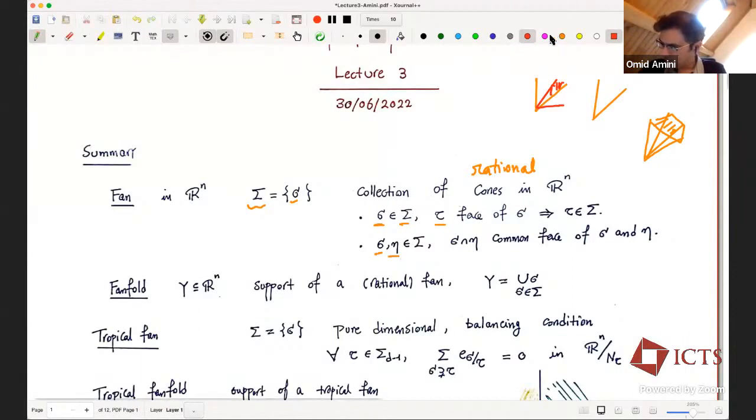So yesterday I introduced the notion of fanfold. A fanfold is a subset of R^n which supports a rational fan, in the sense that Y as a subset of R^n is the union of Sigmas for Sigma inside that fan.